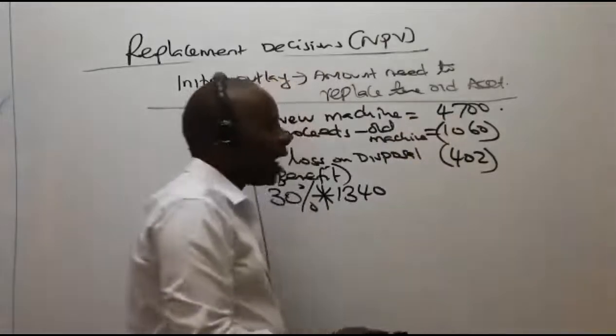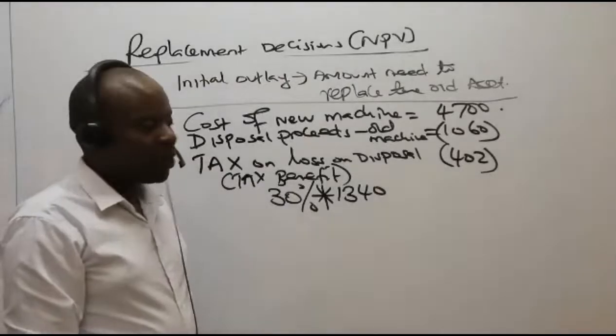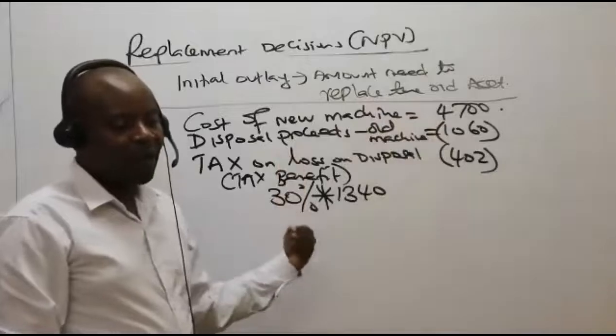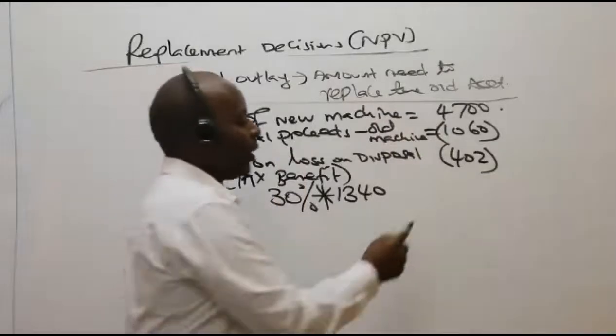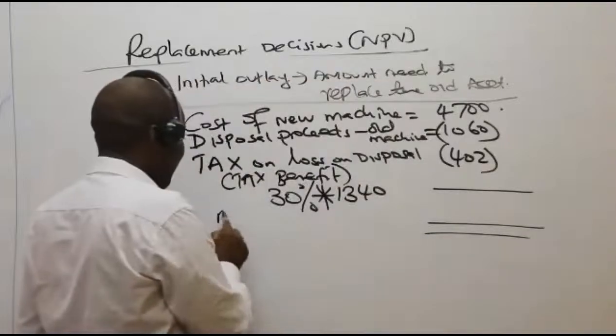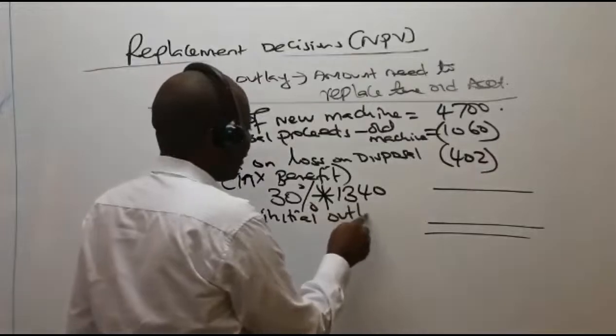Because we are comparing these two payments and this is a benefit, then straight away, ladies and gentlemen, I'll be required to do what here? To subtract, because we took the outflow to be positive, so the inflows must be negative. So in this case here, could you come here and tell me what the net initial outlay will be?